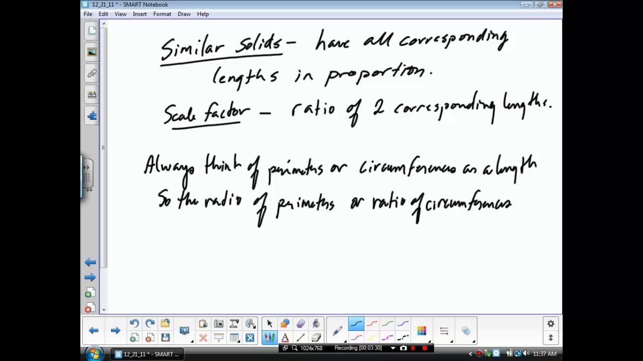Ratio of perimeters or ratio of circumferences of two similar solids will be the same as the scale factor.